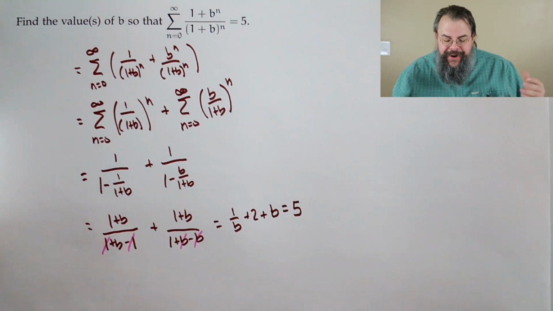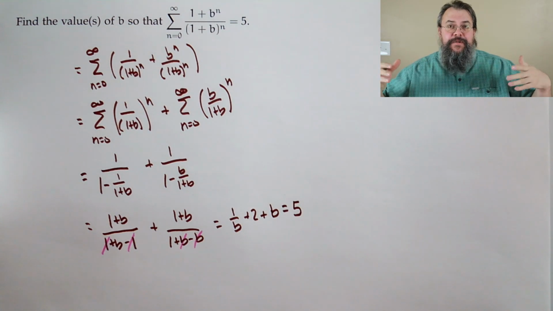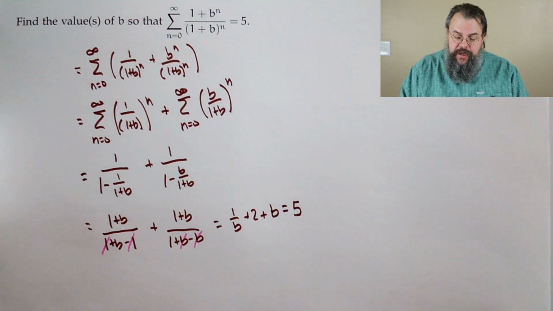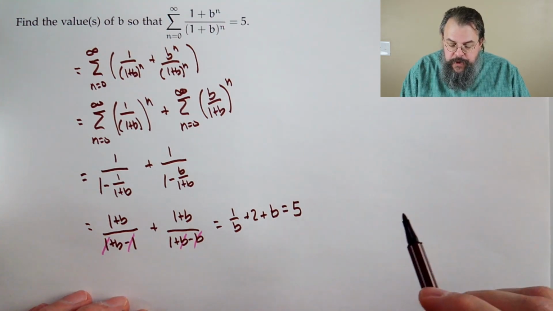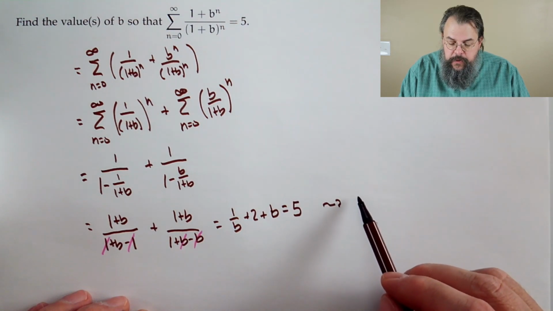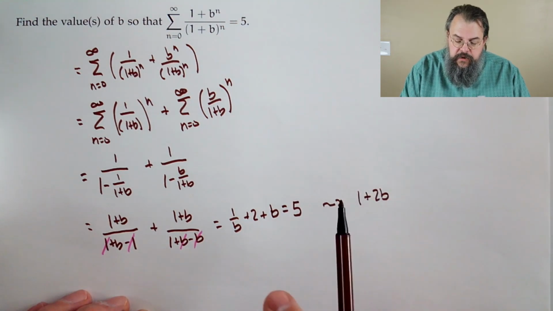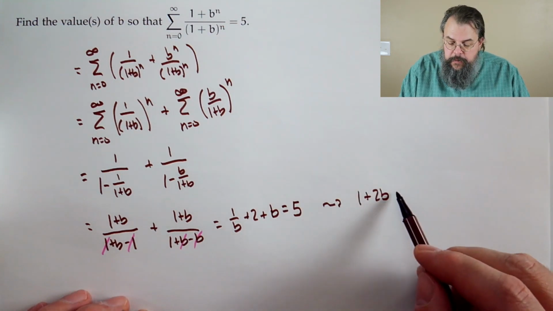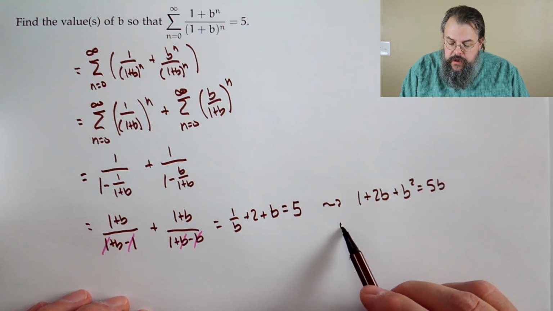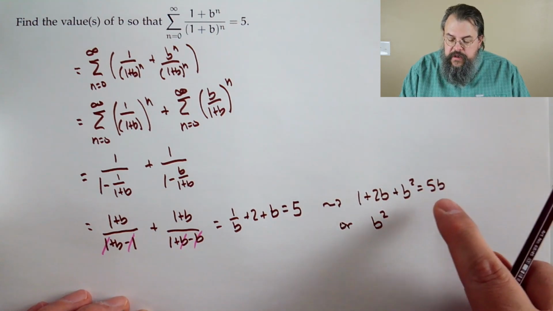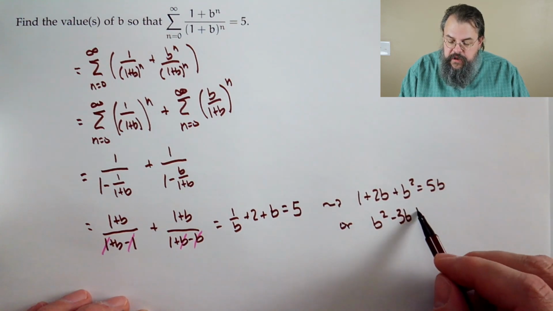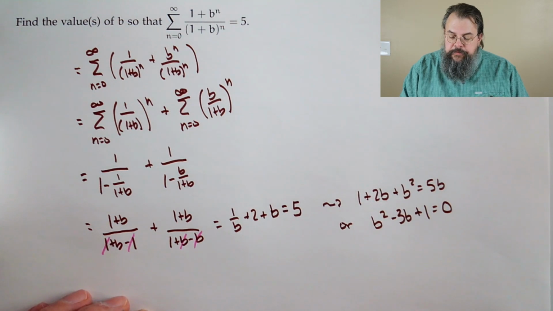And now we're like, wow, this looks like an algebra problem. There's no more infinite series. We just have to figure out what b makes this true. So we'll multiply through here by b. That would become 1 plus 2b, right? 2 times b is 2b, plus b times b, that's b squared, equals 5b. Or we could say b squared, subtract across, minus 3b, and then plus 1 equals 0.